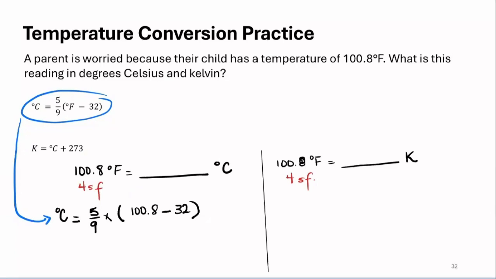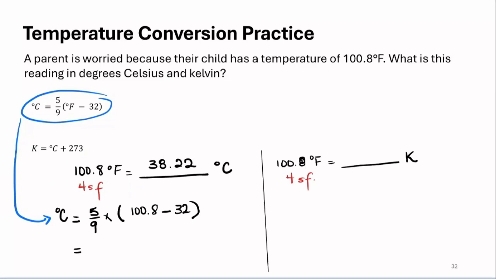38.2222 repeating. We need to round it to 4 significant figures. So the final answer for this conversion is 38.22 degrees Celsius.